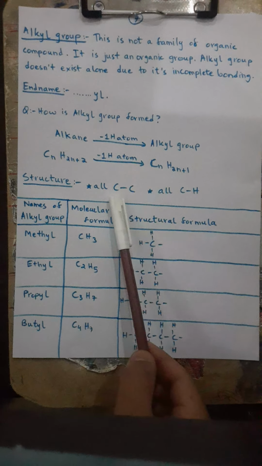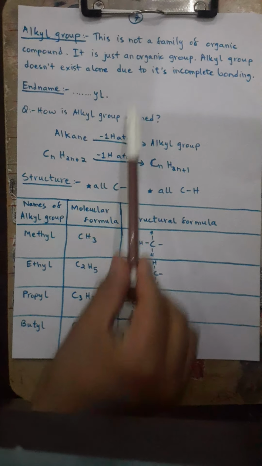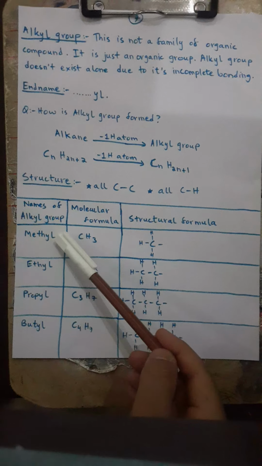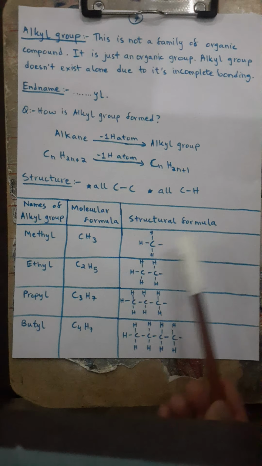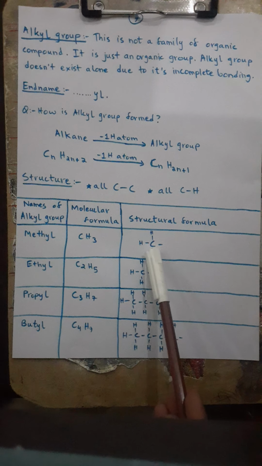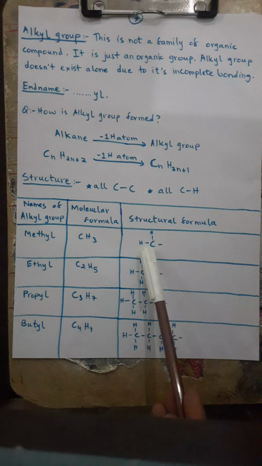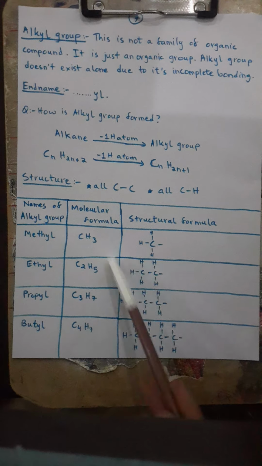It contains all CC and all CH bonds. We can't say it's a hydrocarbon because it's incomplete bonding. So names of alkyl groups are methyl first. Molecular formula CH3, structural formula you can see here that it's incomplete bonding. This single covalent bond of carbon is left, it's not bonded, so it's incomplete bonding.